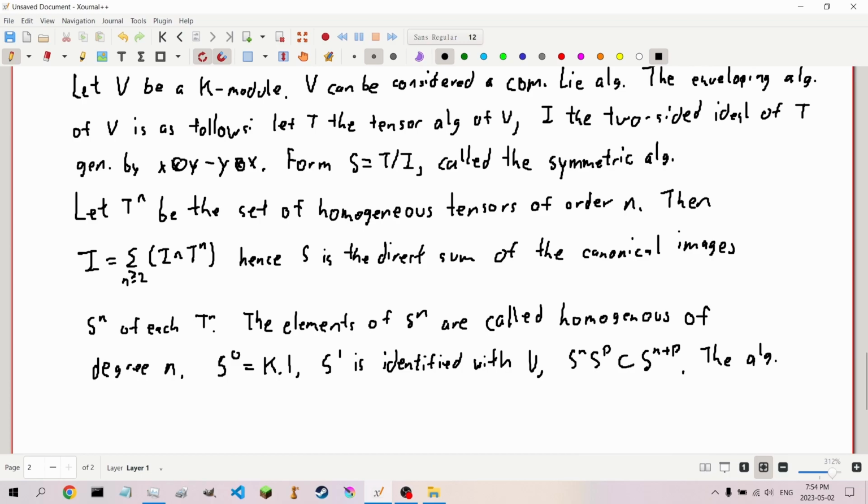The algebra S here is generated by 1 and S1, which is just our copy of V. And by this property that x tensor y is y tensor x, S is commutative.